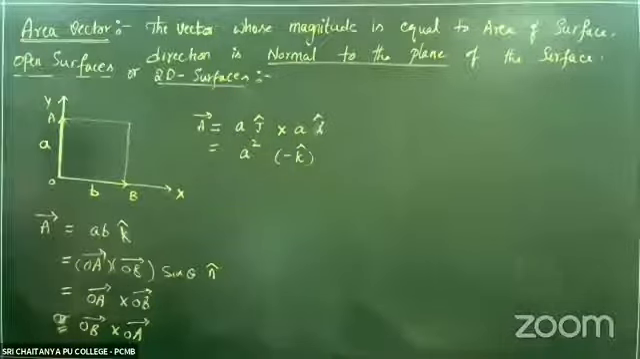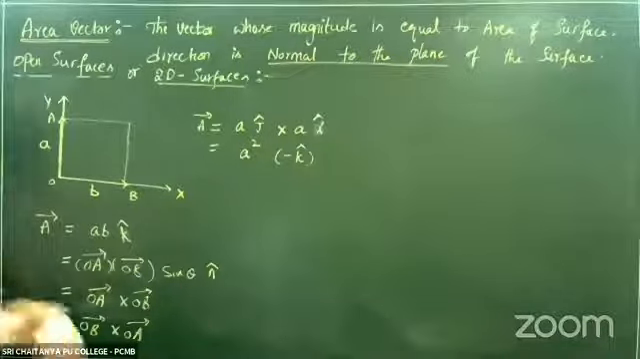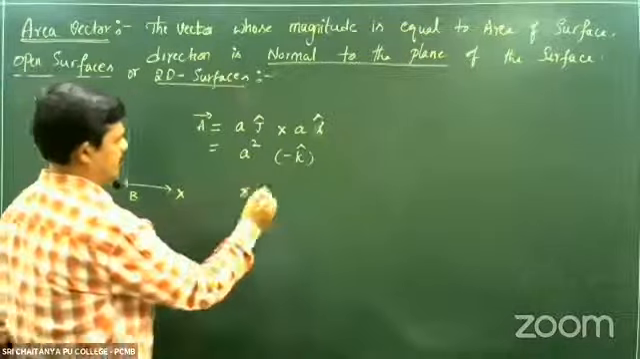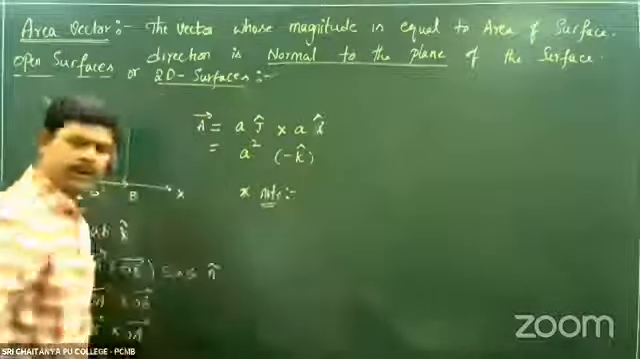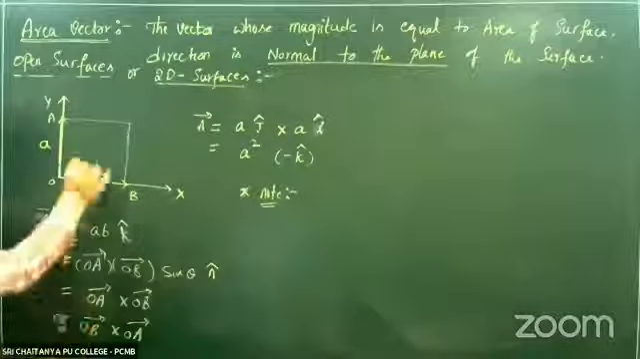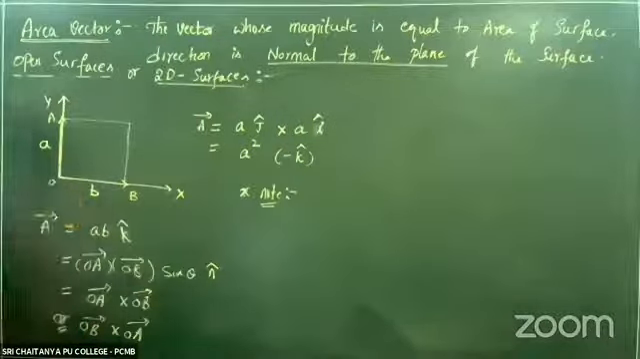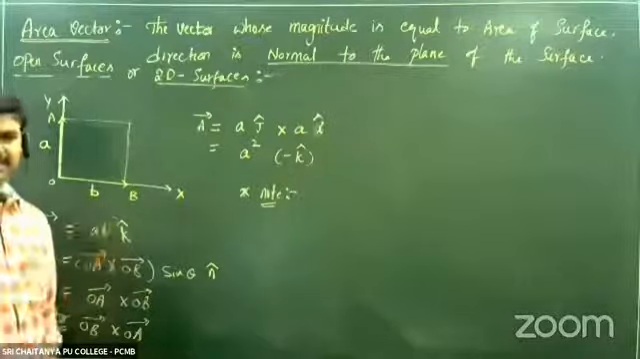Next, for closed surfaces, what is the area vector? How to consider the area vector? Closed surfaces mean what? We will see. One note point to remember is we use this area vector concept in the calculation of flux. It comes tomorrow.